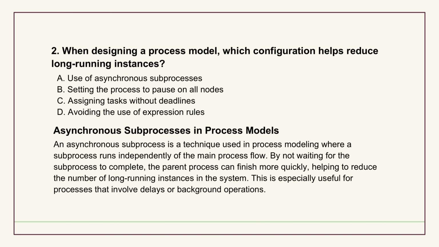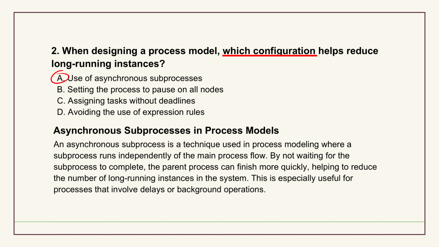Got it. Okay, let's move to the second question. This one's about process model optimization. It asks, when designing a process model, which configuration helps reduce long-running instances? And the answer is A, use of asynchronous subprocesses. Right. This touches on a really important concept for system health. So what's the difference? Synchronous versus asynchronous.